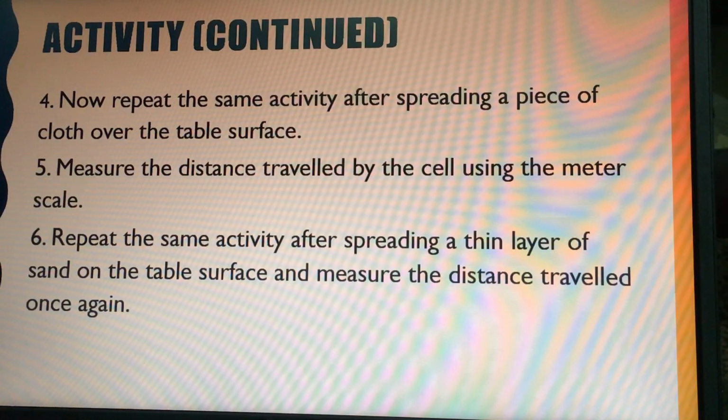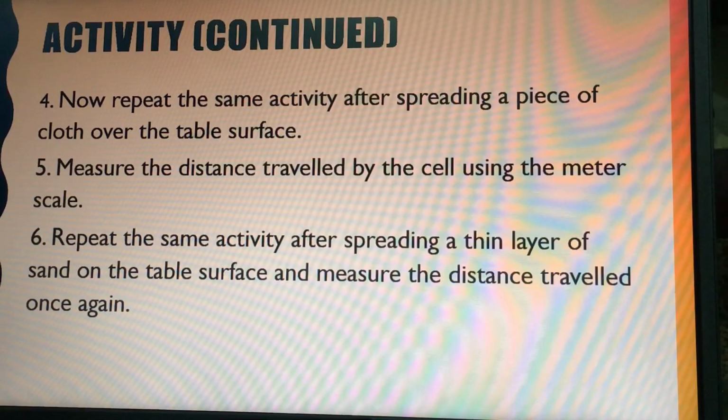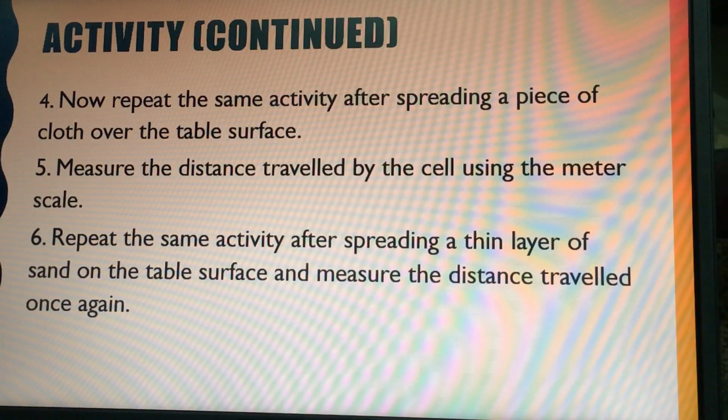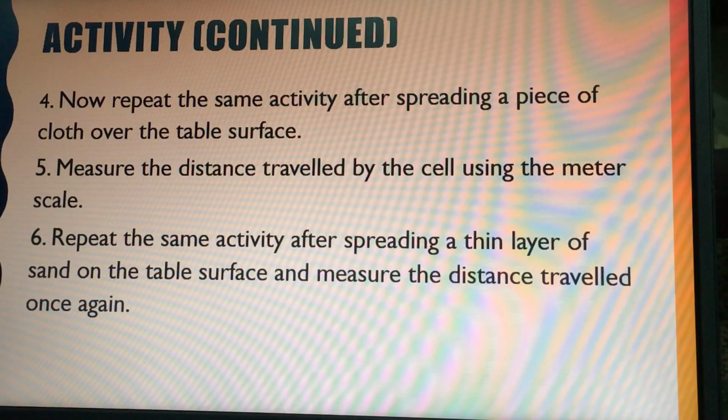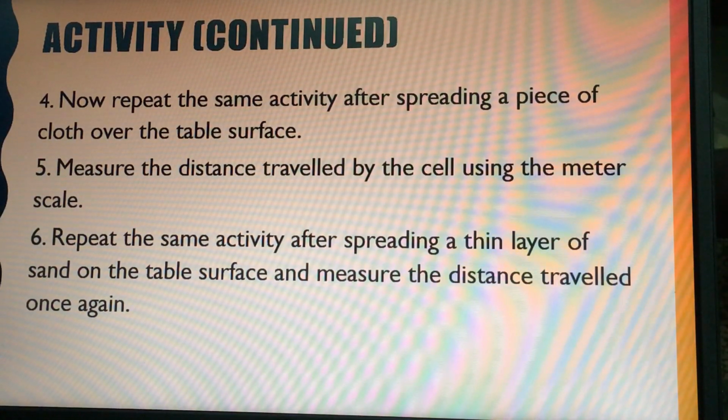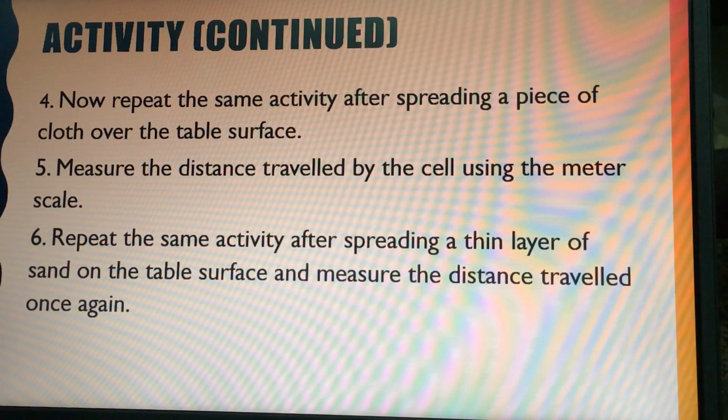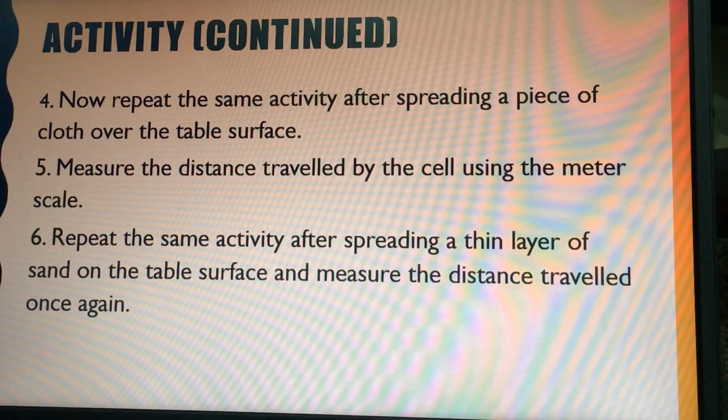Now this is the third time we are going to perform the same activity, but this time we are spreading a thin layer of sand on the table surface and we will measure the distance travelled by the pencil cell once again. Okay, so I think you understood it well. You will do the same activity 3 times with the same pencil cell, and every time the starting point is the same, but what is different? The type of surface is different.